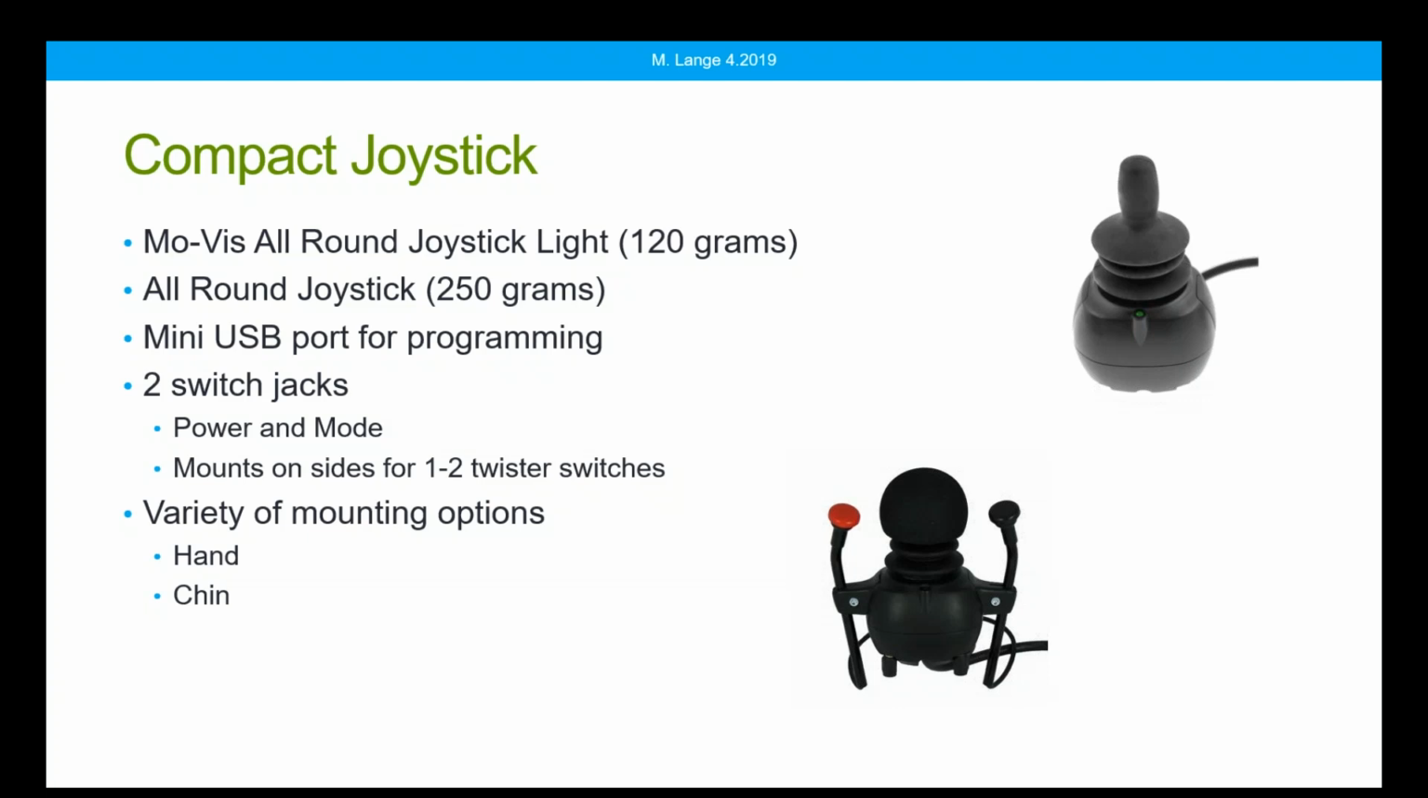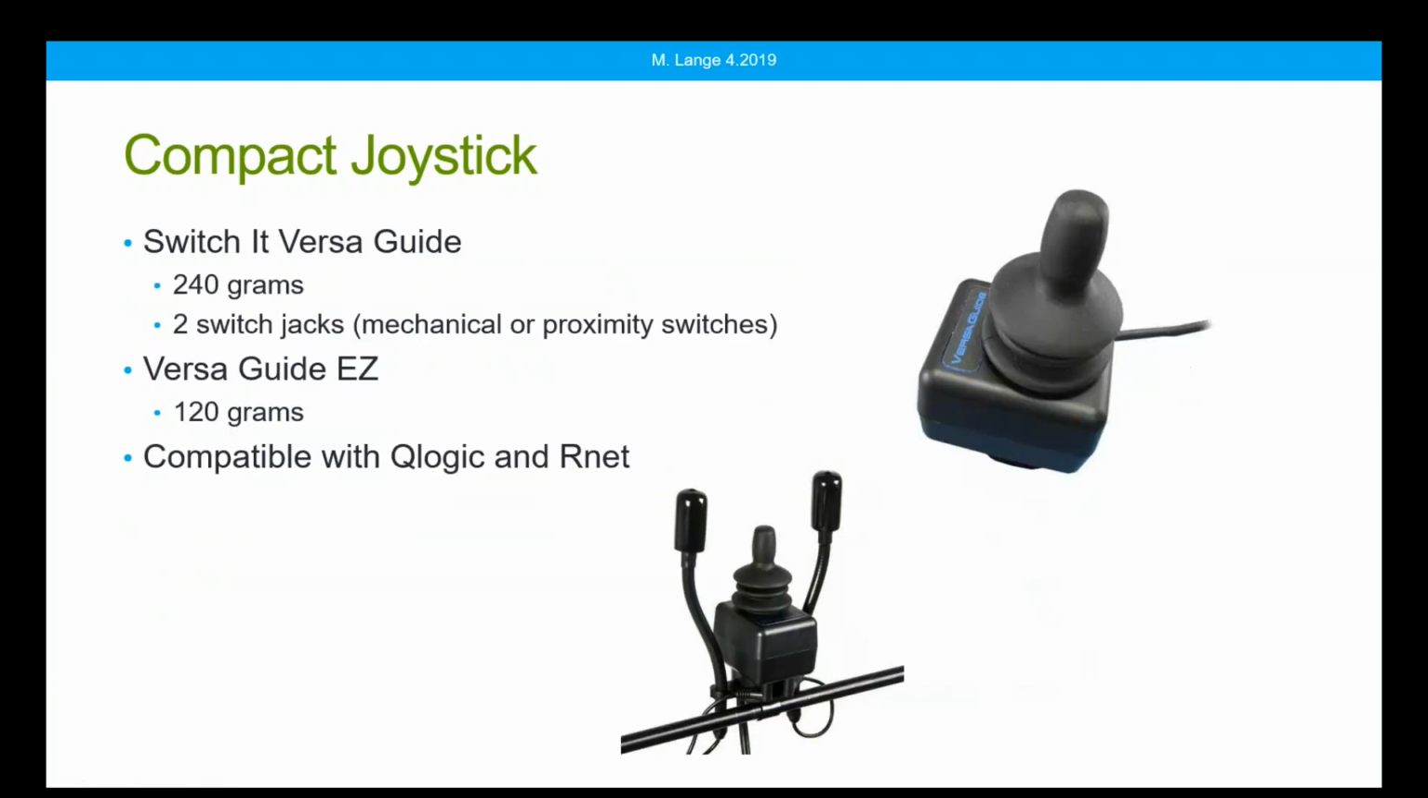You can mount this for someone to control by their hand or by the chin. Again, looking at these little outriggers here, if someone had this by their chin, they'd simply pivot over to control power and mode, which is a nice option.